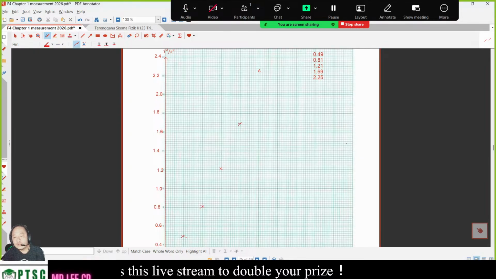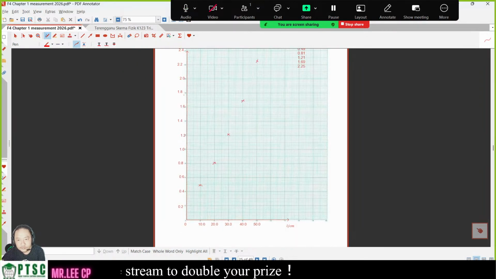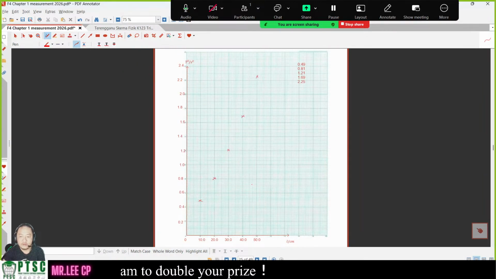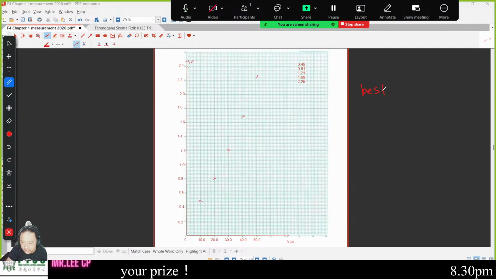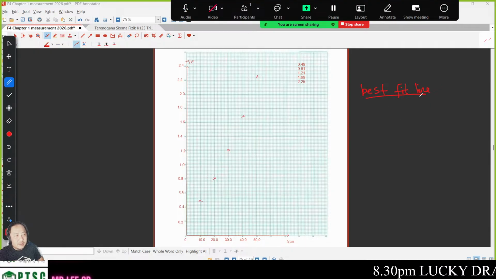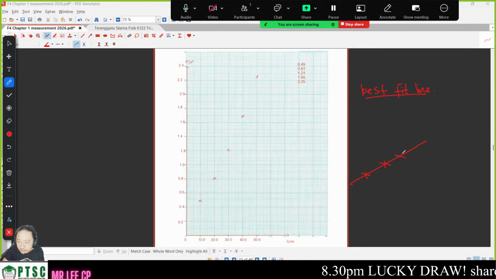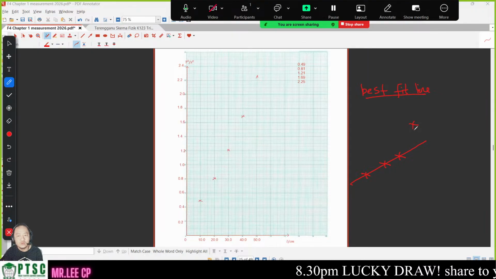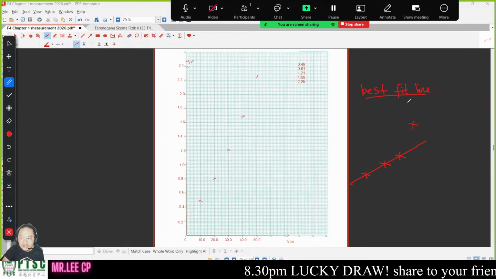Okay, I have plotted all the 5 points already. Now I want to draw the line. So for the line, you have to draw the best fit line. What is a best fit line? For example, you got a line here. It is not necessarily kena many points. One tidak kena, no, not like that. So it has to be balanced. Right? Balance.